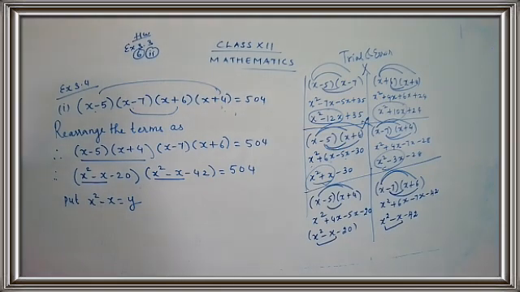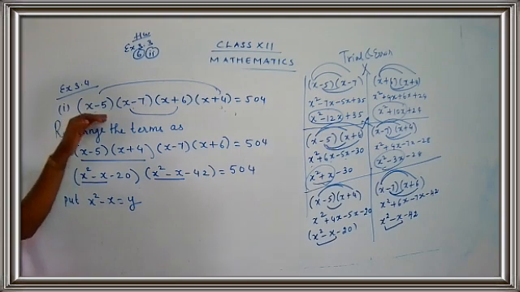We are going to put x square minus x as y. We are going to make these two terms a single term. You are going to put the common term as y. So put x square minus x is equal to y. Are you clear with the step, children?